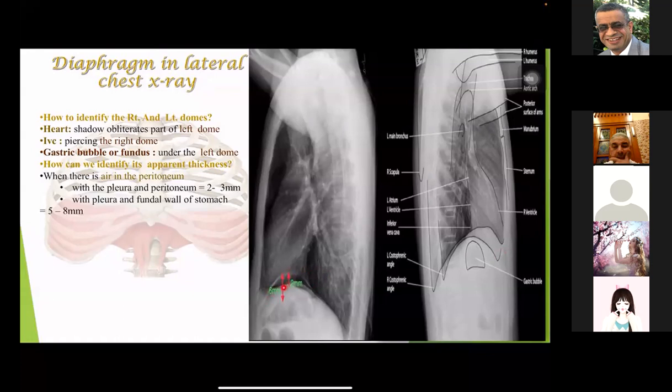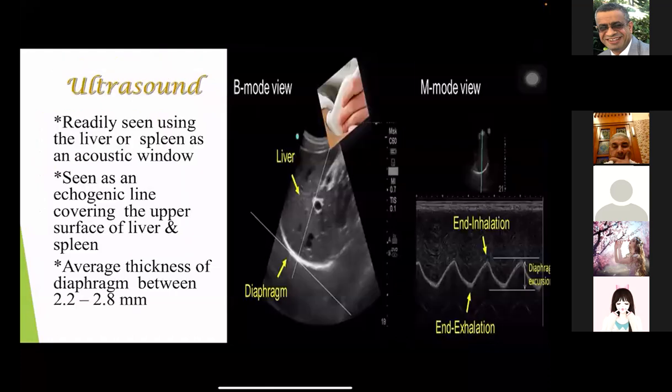While with the pleura and the fundal wall of the stomach, it reaches 5 to 8 millimeters. Here, this is the pleura reaching to the fundus. This is the gas of the stomach. So this is the end of the fundus. As we see here, it is longer, reaching 6 millimeters. The second investigation is ultrasound.